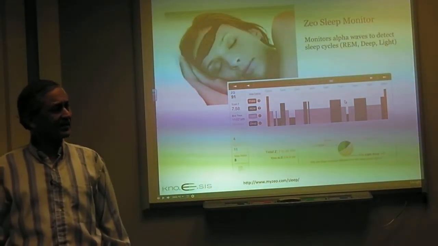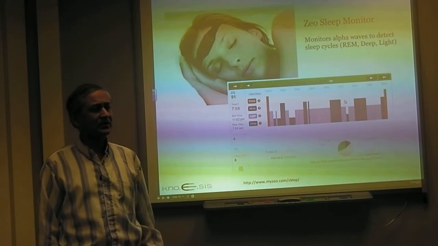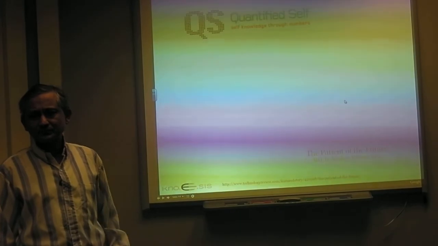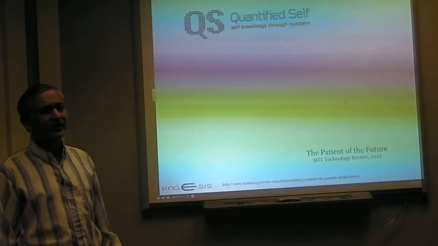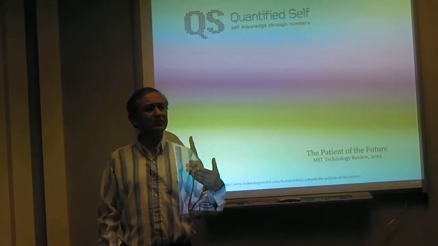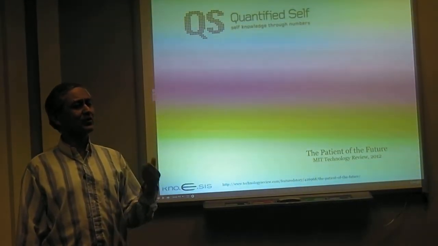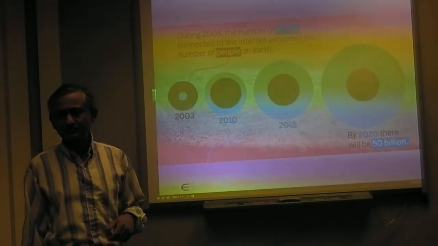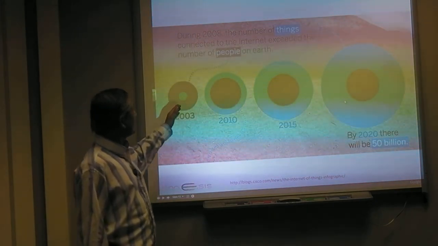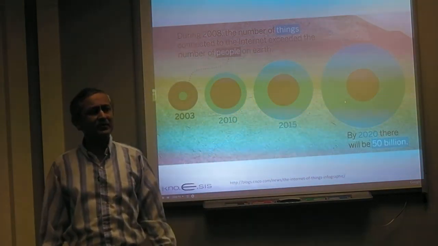And there's a sleep monitor, again, that is collecting the data, right? And this one also collects the data about sleep and how many hours and when you awake and when you're sleeping. And so there's this big movement called quantified self, where people are collecting raw data of themselves and using applications to improve their own health and fitness and well-being. So the number of things connected to the internet has now exceeded the number of people, and is going to far exceed the number of people we have.